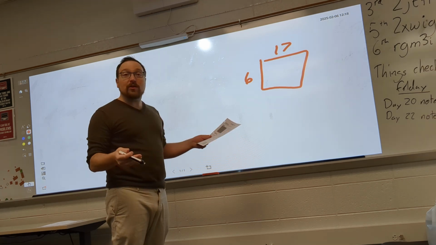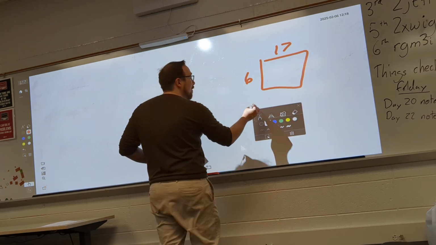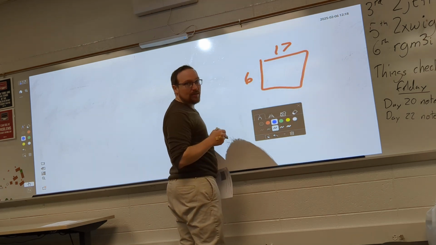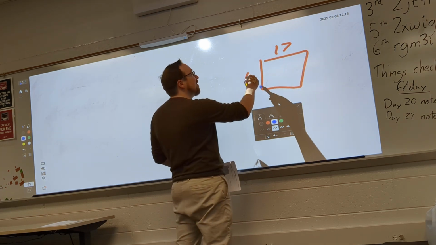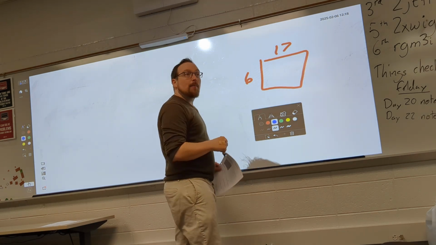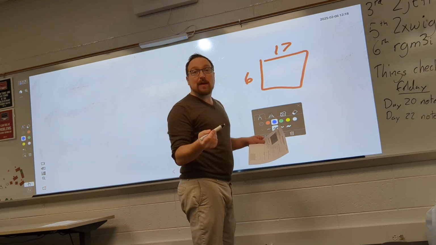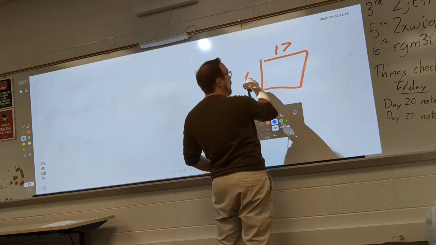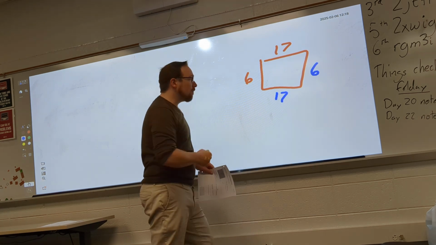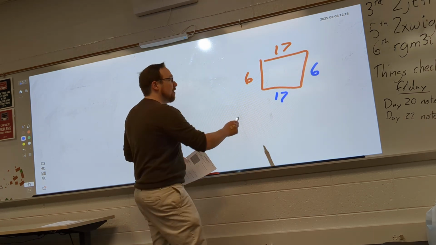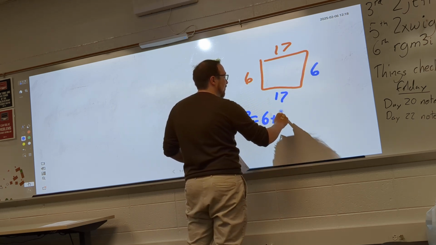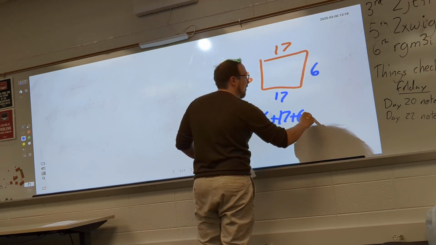All right, so the first question is, what is the perimeter? A perimeter is the length around an object. So what I need to do is basically add up all these sides. But I don't know what these other sides are. Given that it's a rectangle, though, we should be able to figure that out. So this side must also be 6, and this side must also be 17. So if I want to figure out the perimeter, it's going to be all that added up: 6 plus 17 plus 6 plus 17.